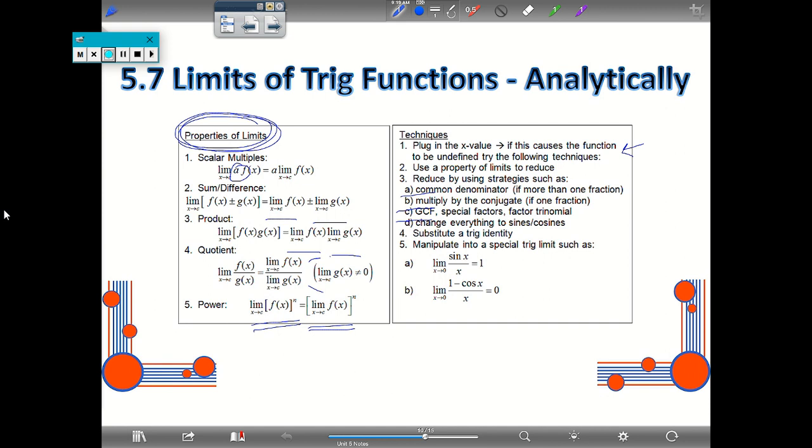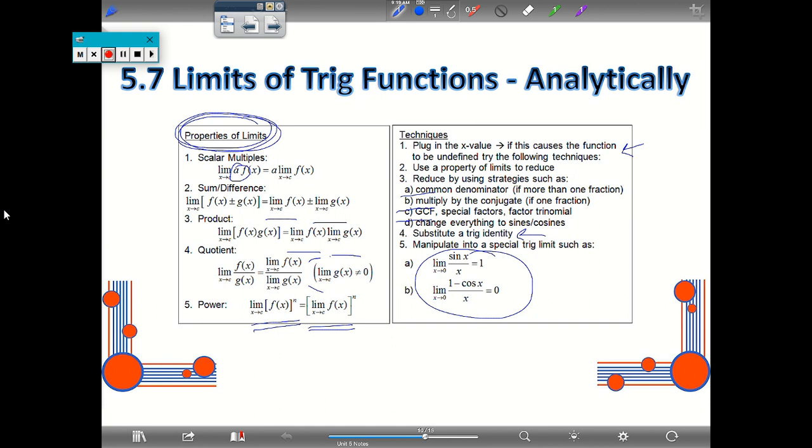So we could substitute a trig identity if that helps our case. We can rewrite it that way. Or we can do one of these two special trig limits. These are ones you have to memorize, and I'm going to explain them.